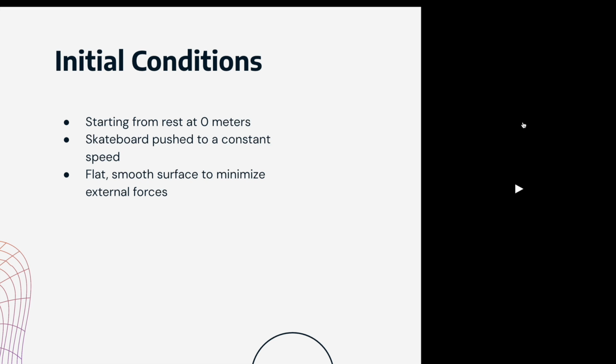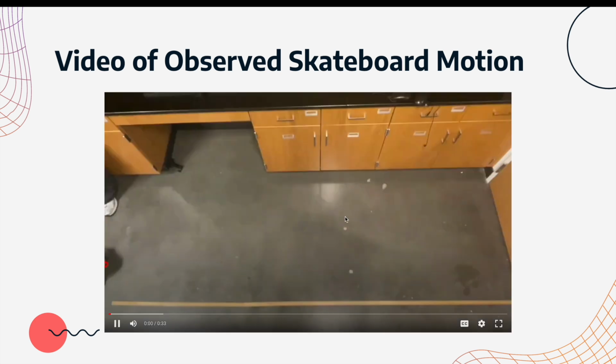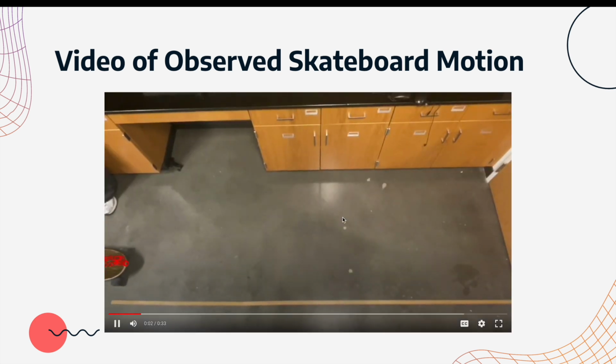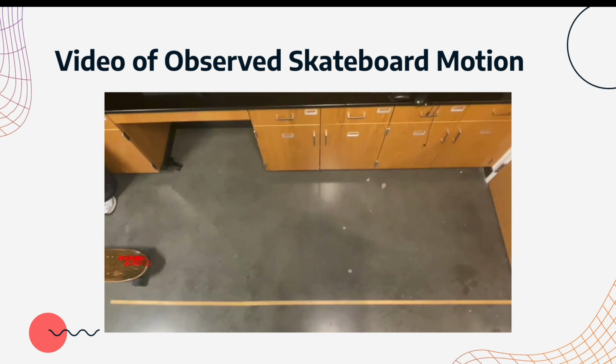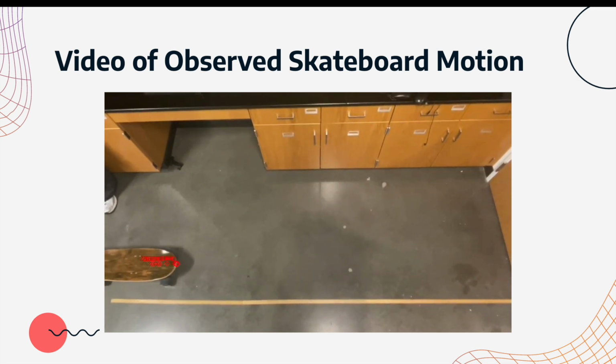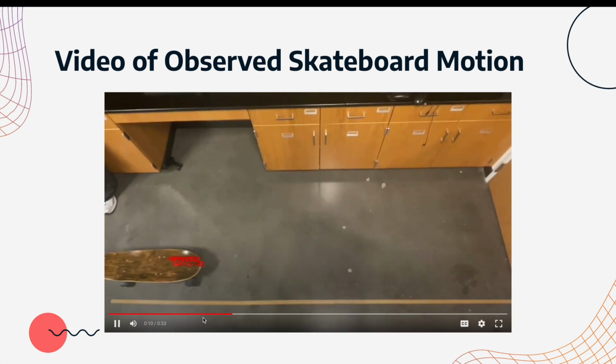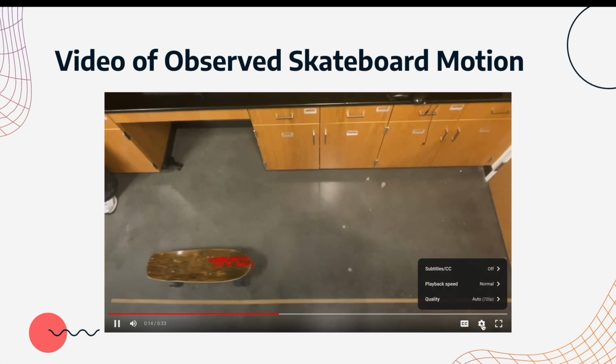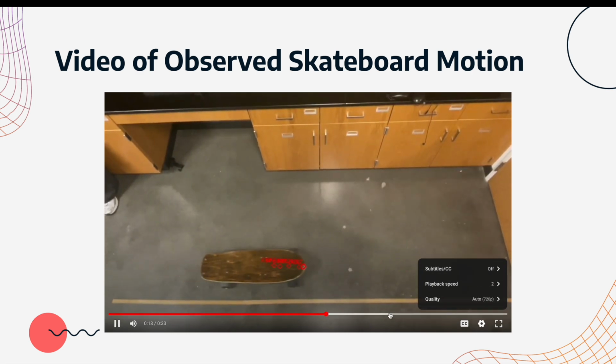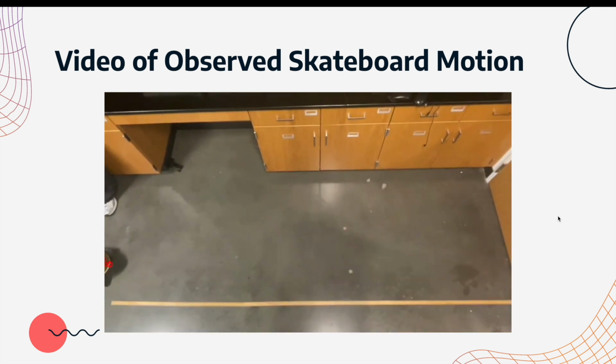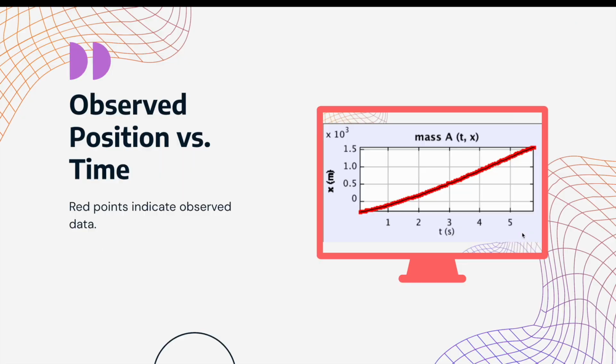This is the video, and then using the tracker software, I was able to analyze the motion and extract the positions of the skateboard at various times. These data points are plotted on a position versus time graph later. Here, I'll speed this up really quickly. But yeah, you can see I plotted all those points on the skateboard using the tracker software all the way to the end. And then we get this position versus time graph shown here on the right.